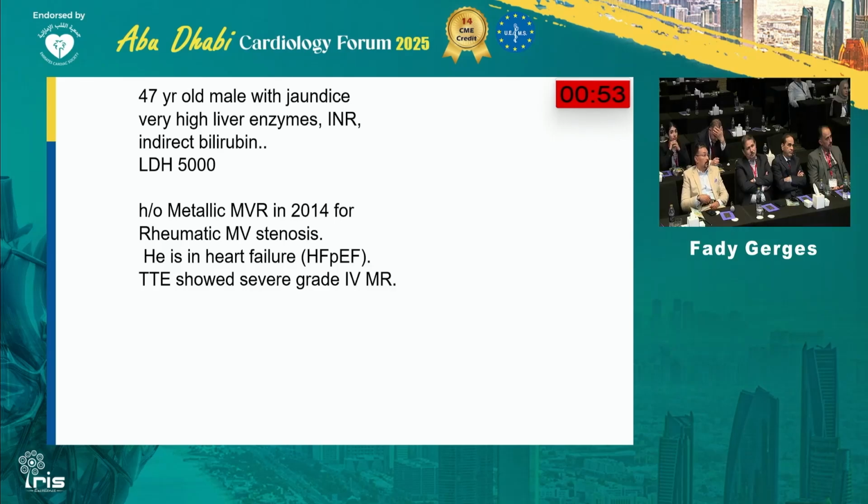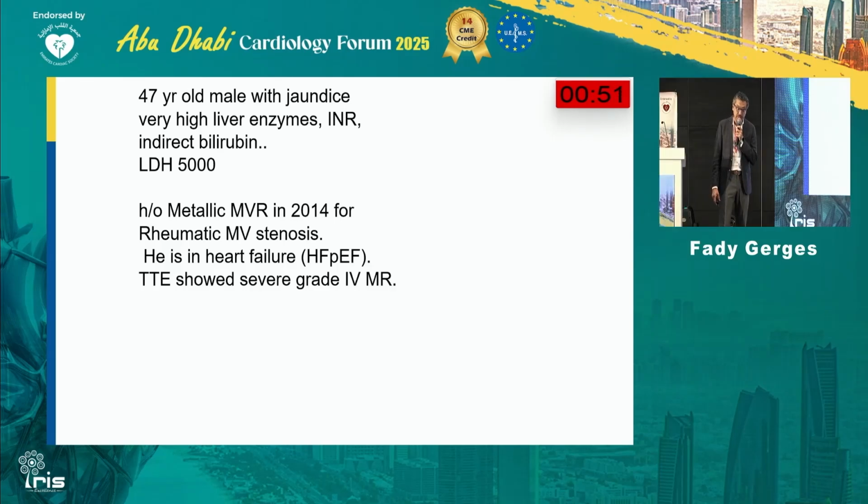So the patient presented with heart failure, but it was HFpEF. Ejection fraction was completely normal. I did lung ultrasound, it's all B lines, so he was clearly in heart failure. The TTE at that time, transthoracic echo, showed severe grade 4 mitral regurg.